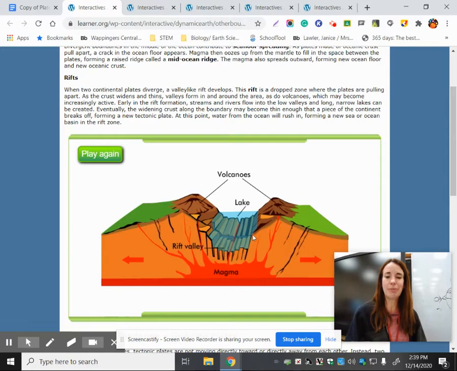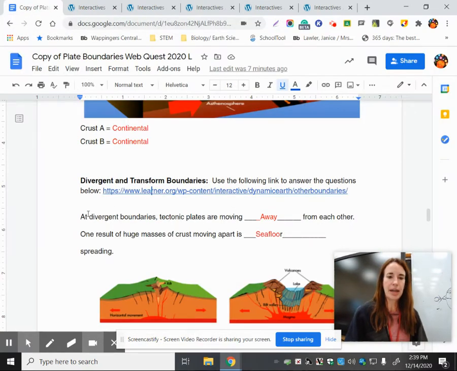Now, this is occurring in the middle of our Atlantic Ocean, so we actually have volcanoes underneath the ocean, and then we have this really deep trench through the middle. But the newest rocks are right here in the middle, and the oldest rocks are furthest away from the original magma that came up. So at divergent plate boundaries, the tectonic plates are moving away from each other. As a result, it's called seafloor spreading when that happens.